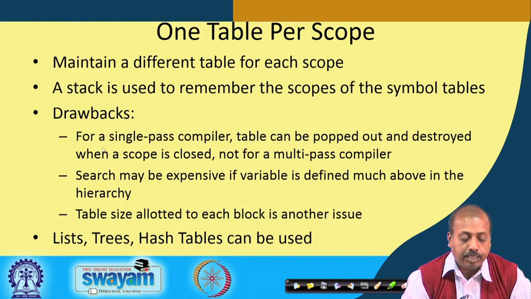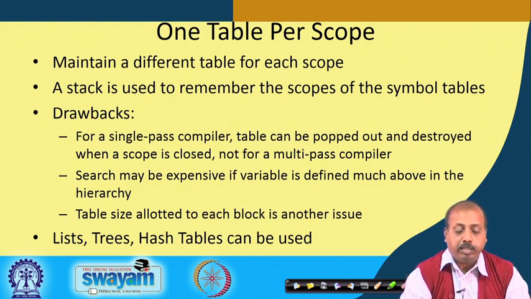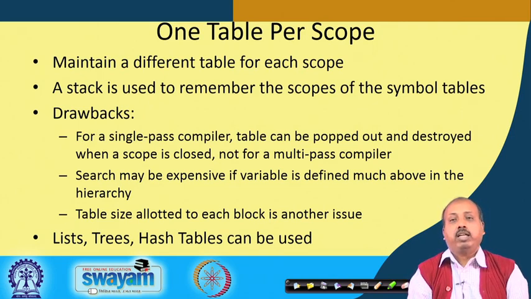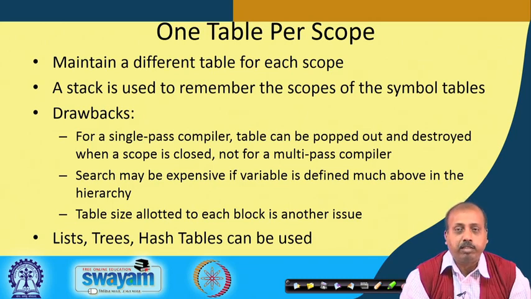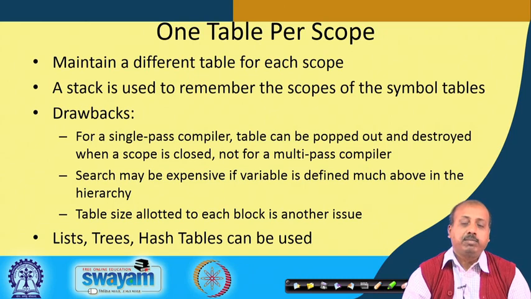So, there are some drawbacks of this, particularly for a single pass compiler. The table can be popped out and destroyed when a scope is closed, but not for a multi-pass compiler. A single pass compiler creates the symbol table and does code generation in the same phase, okay, or in a single pass it does both. But there are some compilers which do it in two phases. In the first phase, it makes the symbol tables and calculates all offsets for all the symbols, so that the code generation part becomes simple.